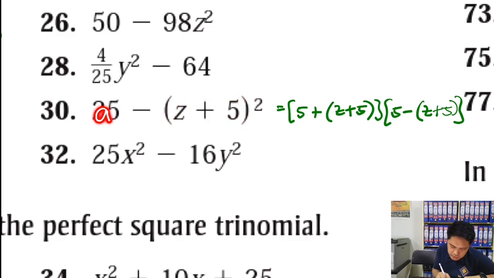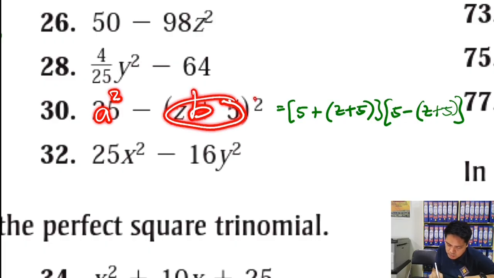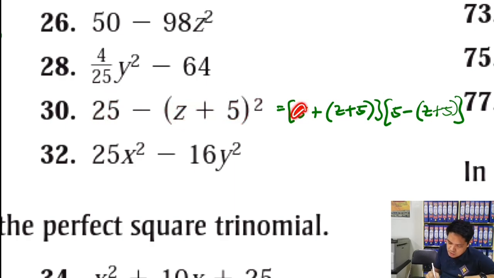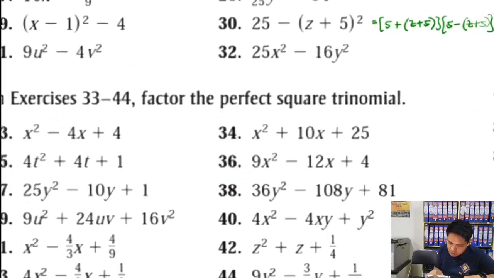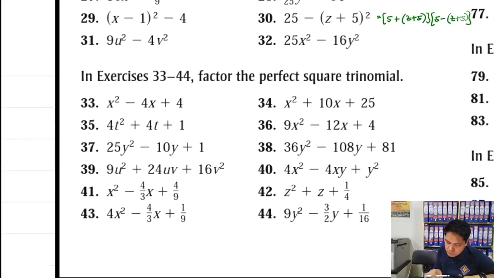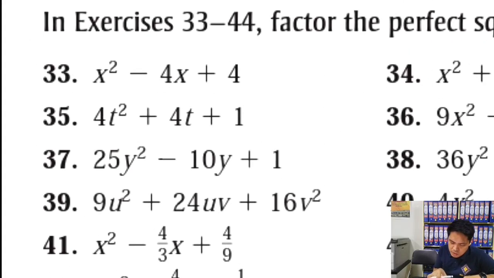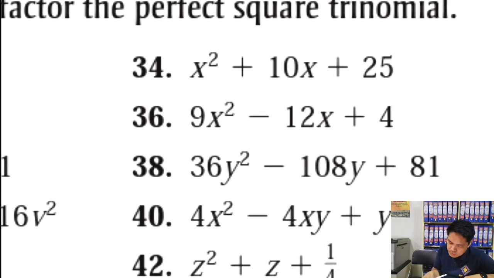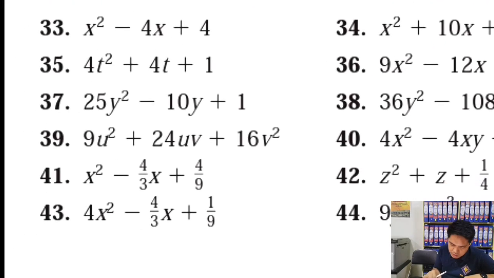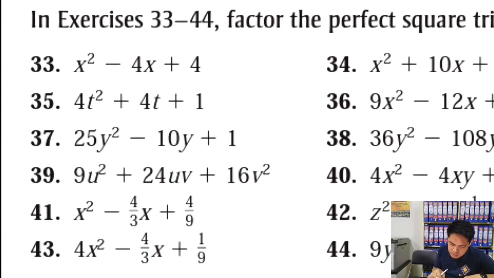So, ang a natin dito is 5 squared. Ang b natin dito is this 5 plus z plus 5, then squared. So, this is a plus b times a minus b. So, ganun siya kadali. So, let's browse. Again, factor the perfect square. Ito, perfect squared trinomial, medyo madali. Ito lang muna. Tapos na tayo dyan.